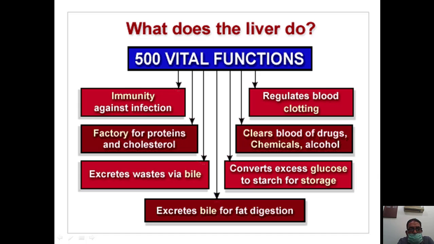They are concerned with the emulsification of fat and thus help in absorption of the fats. Convert excess glucose to starch for storage. When the blood has more glucose, it is converted into glycogen for storage. So at the time of need, during starvation, this glycogen is again degraded into glucose for ready use. Excrete bile for fat digestion is again an important function. The last one.